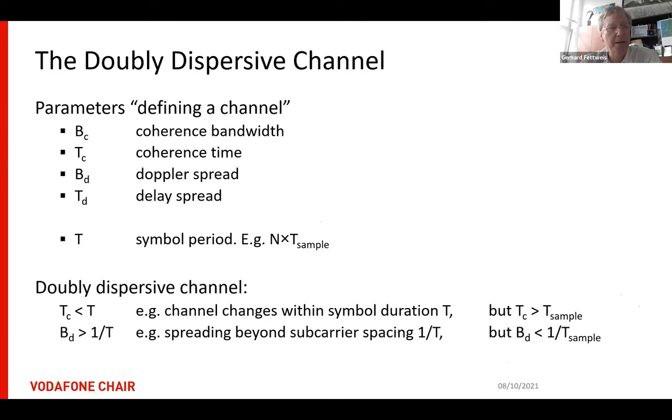If I had a doubly dispersive channel, that means it changes quite fast in time and has dispersion in frequency. In this case, pre-coding is nearly impossible because I will not get my pre-coded information back again. My channel has changed too much already. So I need the channel state information for pre-coding. That's why OTFS and similar kinds of modulations make sense for doubly dispersive channels, and for those kinds of channels, pre-coding is really tough.